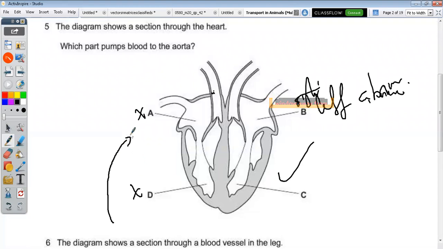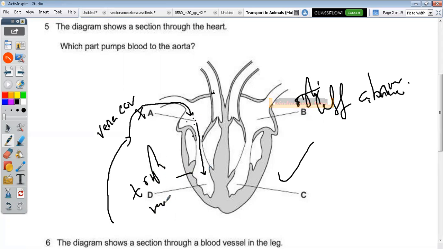Then the main vein is called the vena cava. The vena cava is the one that brings deoxygenated blood here. Hope it's making sense. Then it brings it to the right what? Atrium here. This right atrium contracts. When it contracts, it opens this valve. Clear? So that deoxygenated blood moves to what? To the right ventricle. Clear?